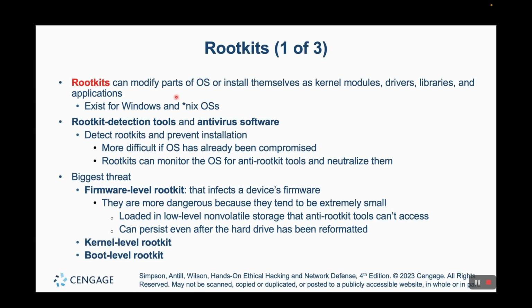Basically, they install themselves as kernel modules, drivers, libraries, and applications, and you can find them in different operating systems. Now, there are many rootkit detection tools and antiviruses. They can help detect and prevent installation, but it becomes really difficult if the operating system has already been compromised. Rootkits can monitor the operating system for anti-rootkit tools and can neutralize them.